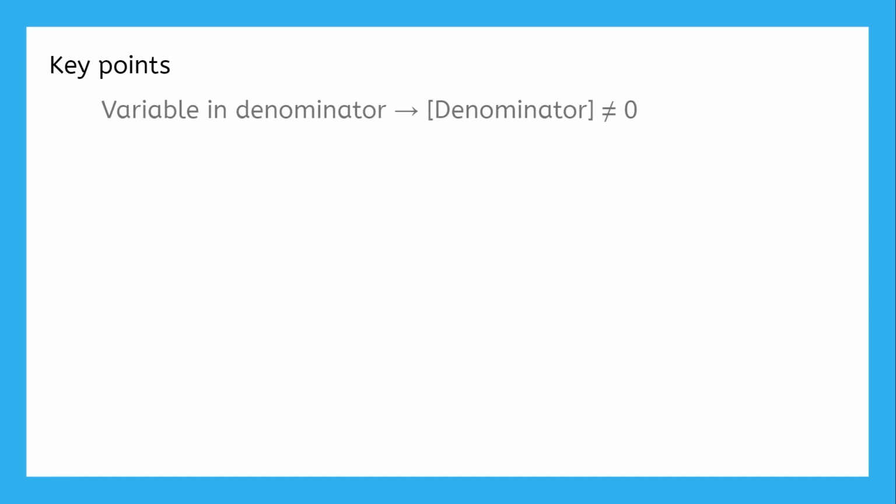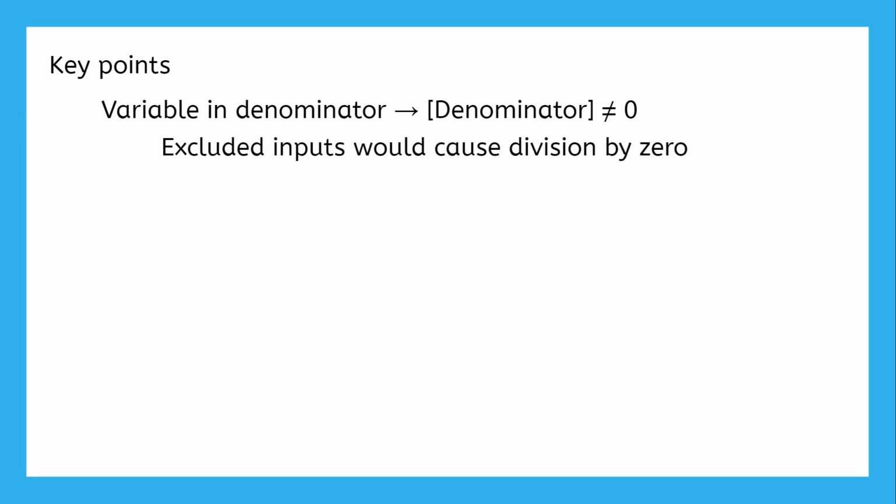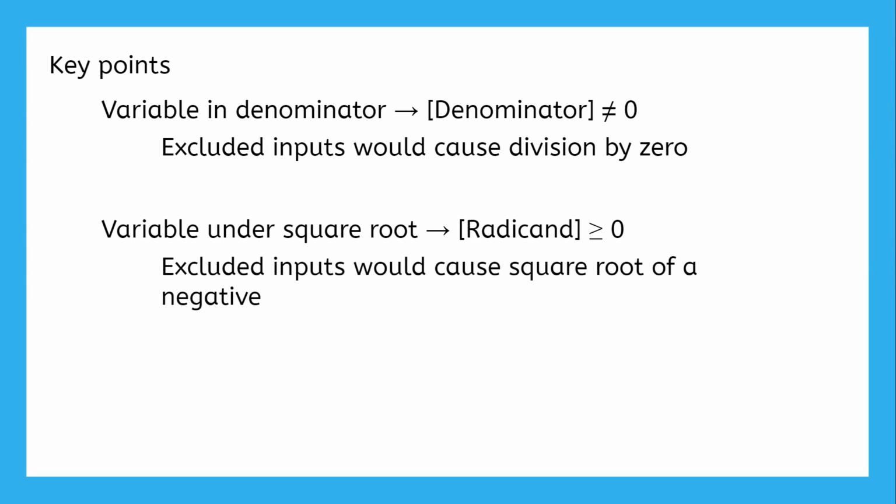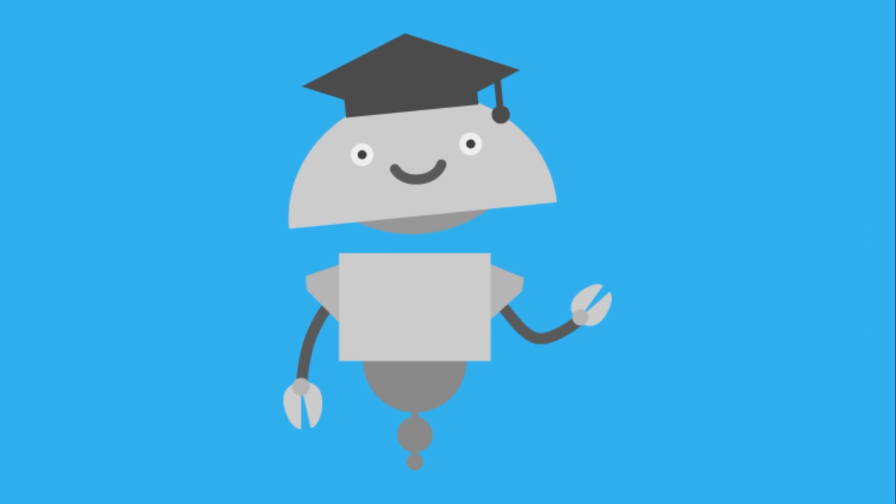To recap, if the variable is in the denominator of a fraction, you find the domain restrictions by setting everything in the denominator not equal to 0. The results will tell you what numbers are not in the domain because they would cause a division by 0 error. If the variable is under a square root, set everything under the square root greater than or equal to 0. The results will tell you the interval of numbers that can be the input and excludes all the inputs that would cause you to square root a negative number. Domain restrictions are super important because they keep you from accidentally using an input that isn't possible.